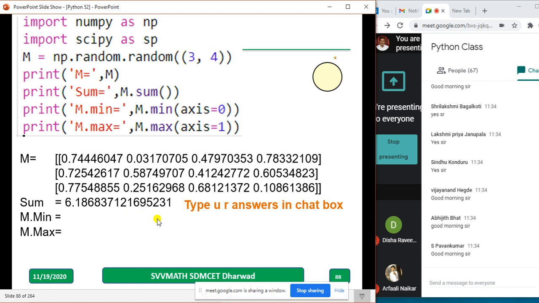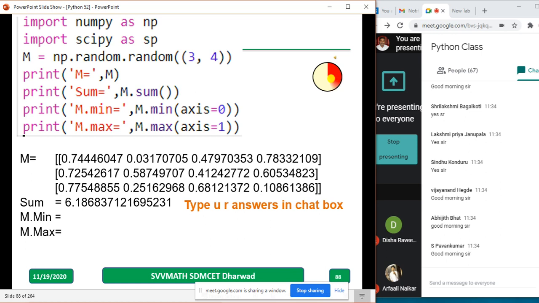Can you type m dot minimum, what you will get? Some I have already displayed because it is difficult to add all these things. It will take time. Can you say m dot minimum, what you will get? I will wait for a minute. Give your answer. And also max. I want you to type min as well as max. One is axis 0, it is a minimum. Last class already I have taken this.